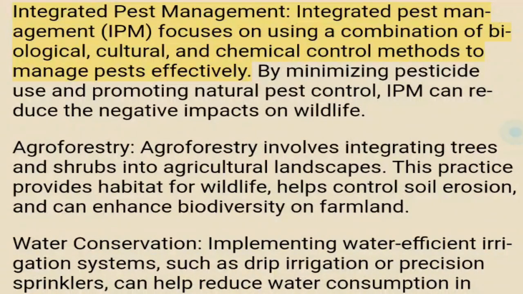Integrated pest management. Integrated pest management (IPM) focuses on using a combination of biological, cultural, and chemical control methods to manage pests effectively. By minimizing pesticide use and promoting natural pest control, IPM can reduce the negative impacts on wildlife. Agroforestry. Agroforestry involves integrating trees and shrubs into agricultural landscapes. This practice provides habitat for wildlife, helps control soil erosion, and can enhance biodiversity on farmland.